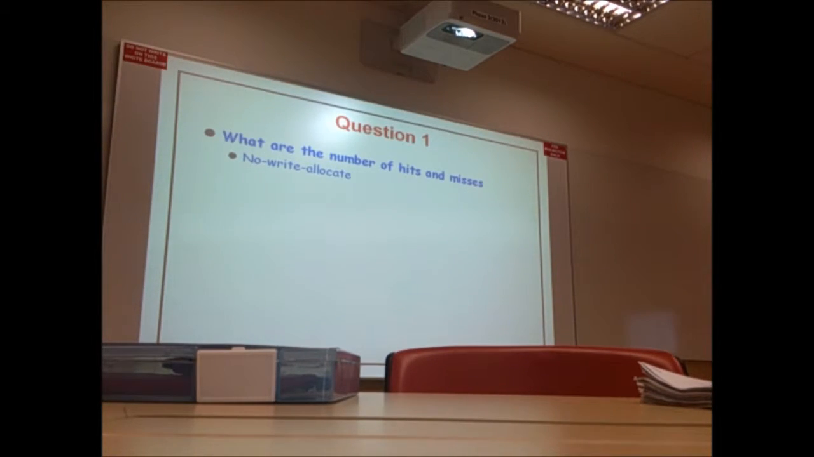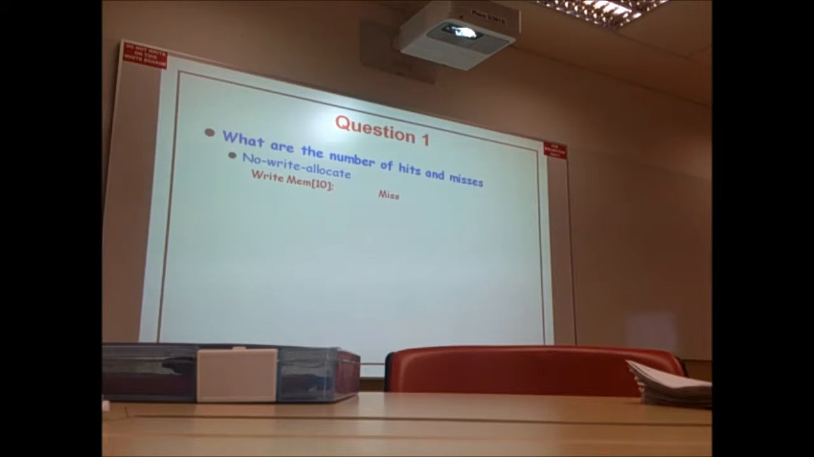So what if we have a no write allocate policy? First of all, we write to location 10. Will that be a hit or a miss? We assume that the cache is initially empty, and we want to write to location 10. Hit or a miss? It's going to be a miss because the cache is empty. There's nothing in the cache. So the first write will be a miss. What about, then we write to location 10 again. Will that be a hit or a miss?